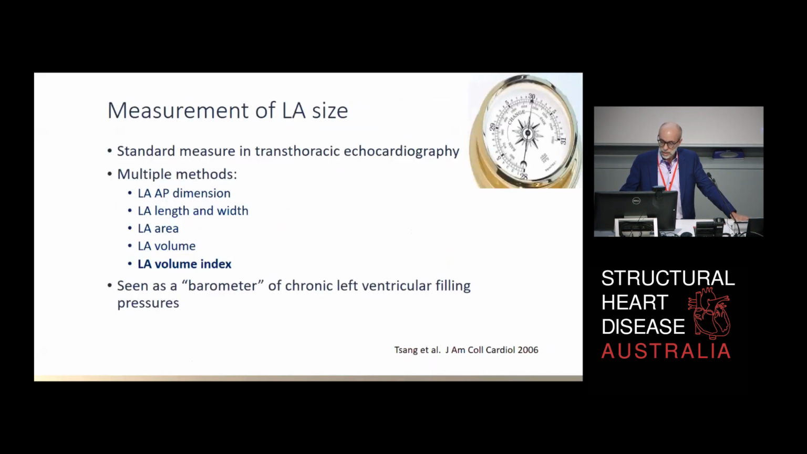There's a number of different methods of measurement of LA size. Those of you who've done echo for a long time will remember that the AP dimension used to be the only way we'd measure left atrial size. And I'll show you some data in a minute, because we've got lots of it in NEDA, that shows why it's really not worth your effort to measure left atrial dimension anymore. You can measure left atrial width and length, and you can measure area, but really those measurements mostly have their utility in actually giving you the left atrial volume or volume index.